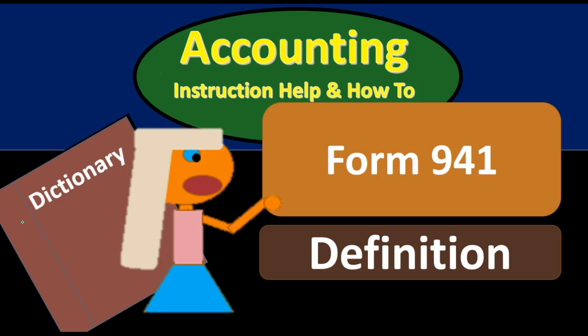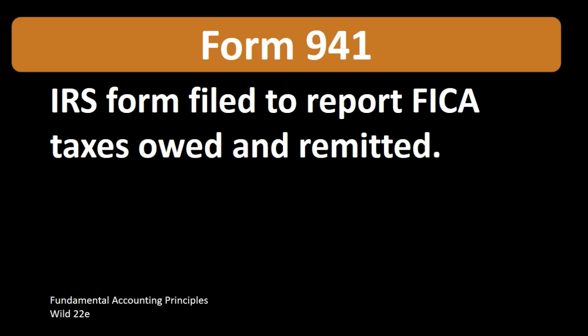Hello, in this lecture we will define Form 941. According to Fundamental Accounting Principles, Wild 22nd edition, the definition of Form 941 is IRS form filed to report FICA taxes owed and remitted. When we think about Form 941, we're thinking about payroll taxes, a payroll tax reporting form. FICA is going to be the law that governs Social Security and Medicare.